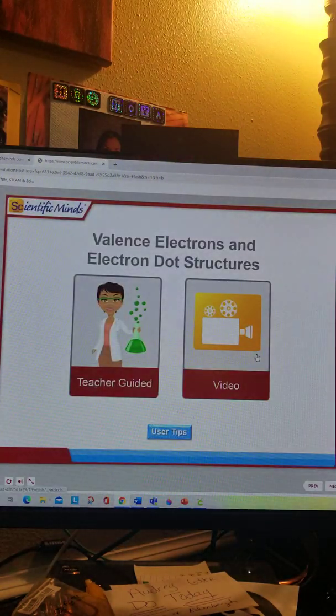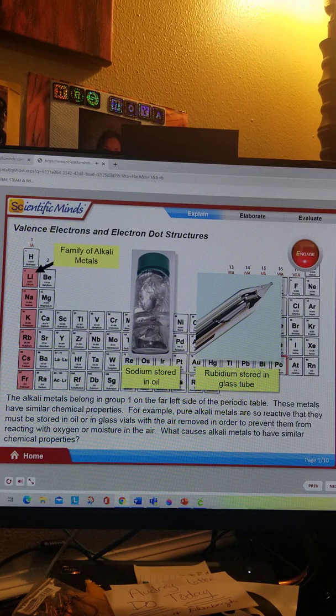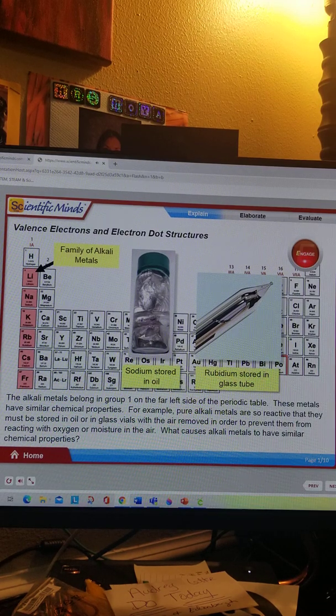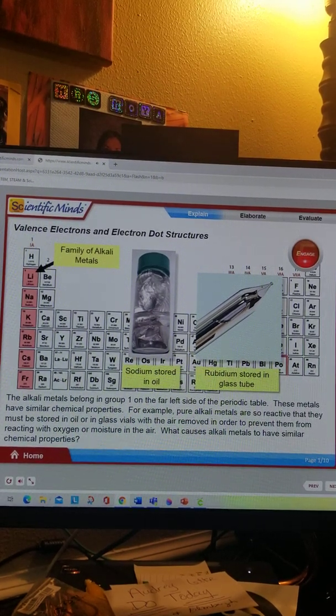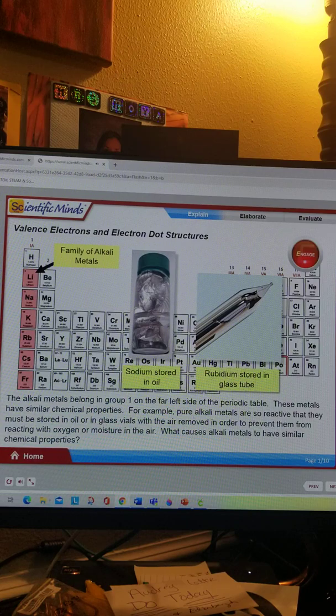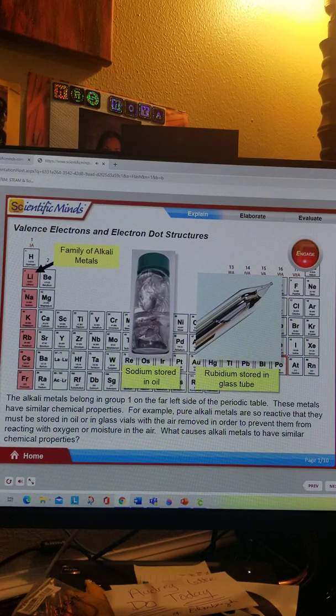Last one. The alkali metals belong in group 1 on the far left side of the periodic table. These metals have similar chemical properties. For example, pure alkali metals are so reactive that they must be stored in oil or in glass vials with the air removed in order to prevent them from reacting with oxygen or moisture in the air. What causes alkali metals to have similar chemical properties?